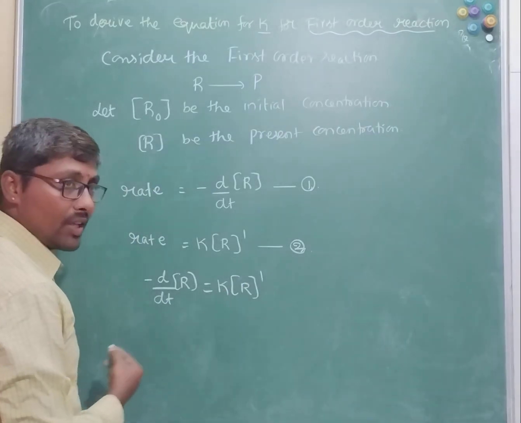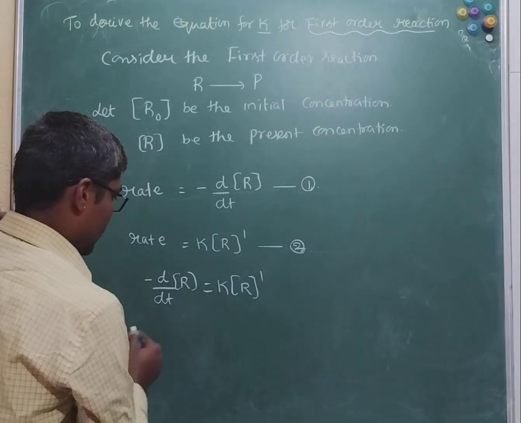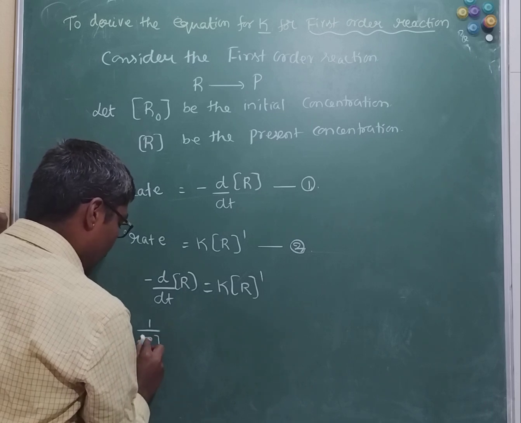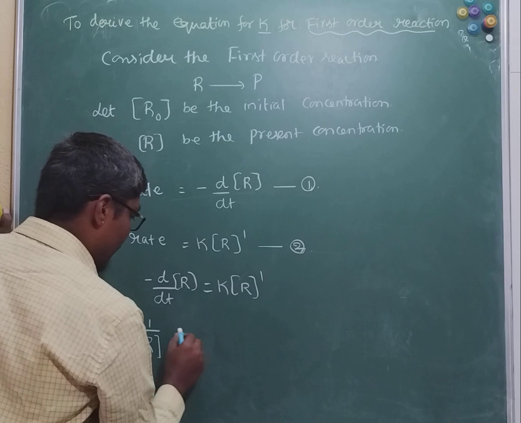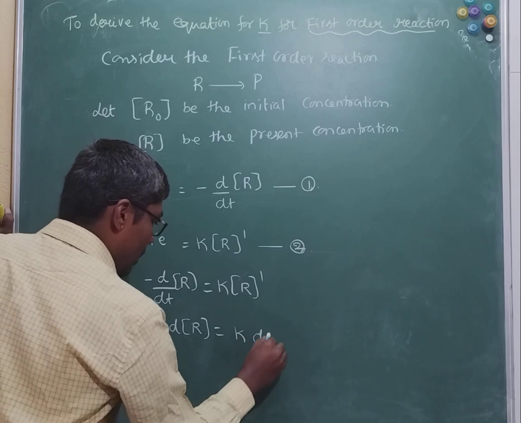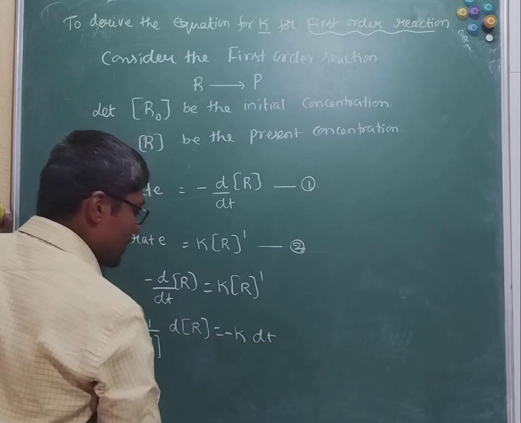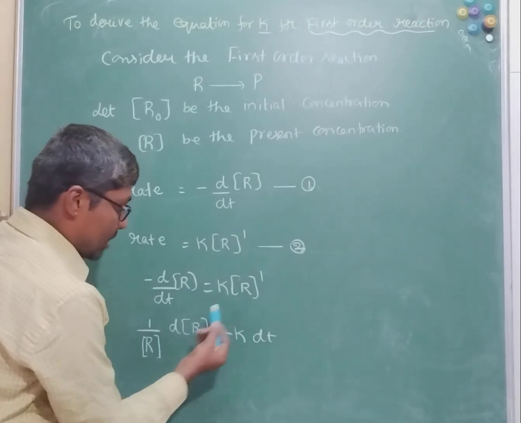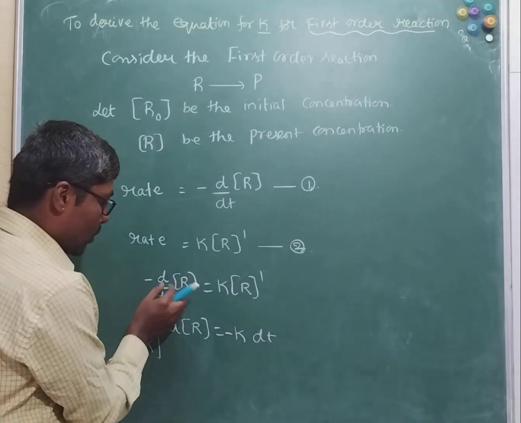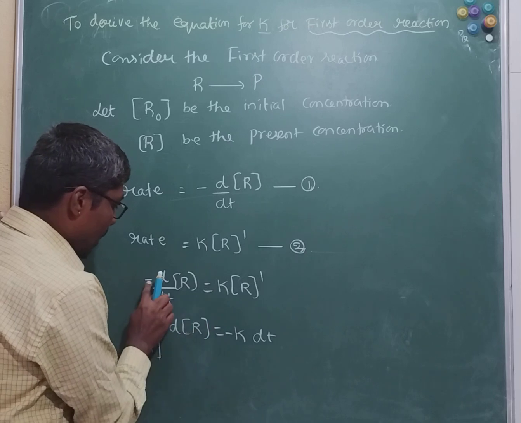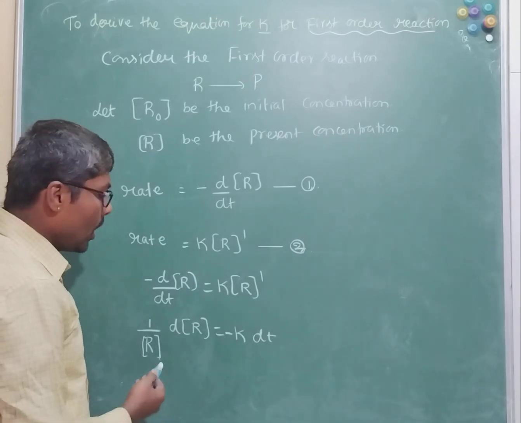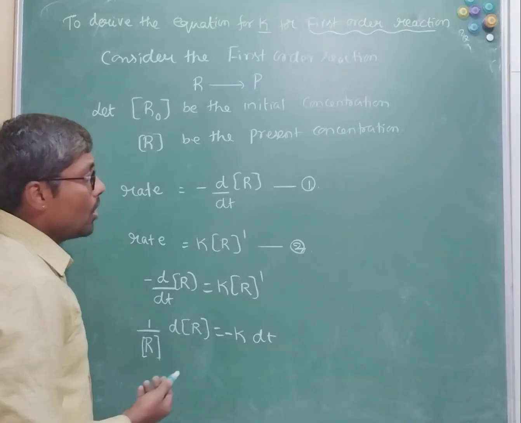So let us rearrange the equation. We can take 1 by concentration of R and send the dt to the other side. d of concentration of R is equal to K into dt along with the minus sign. I hope you understand. R power 1, so we can write 1 or also neglect it. 1 by R into d of concentration of R is equal to minus K into dt, the minus sign shifting to the right-hand side. So let us integrate this equation.